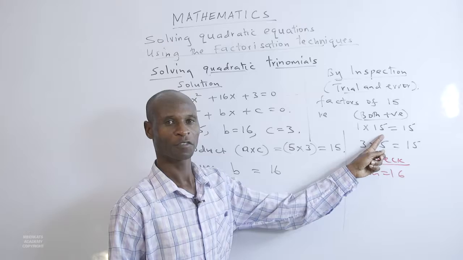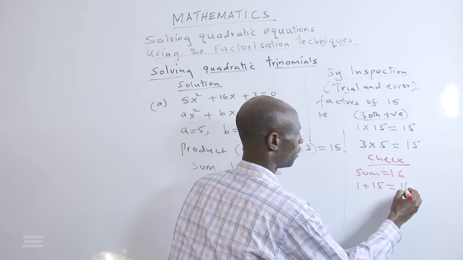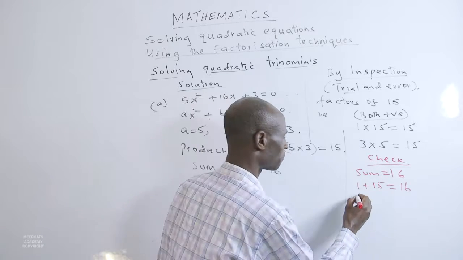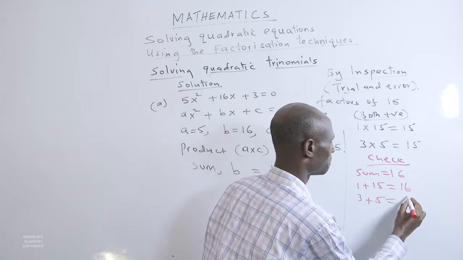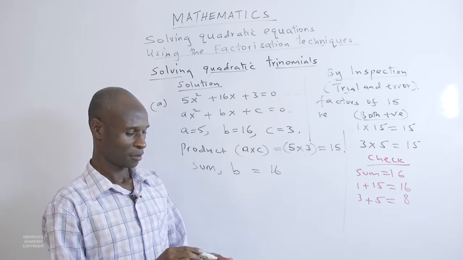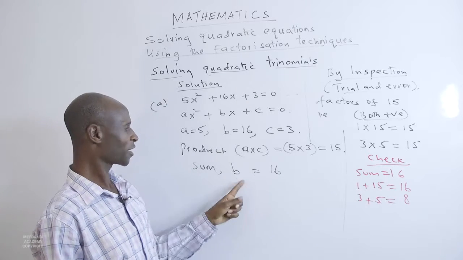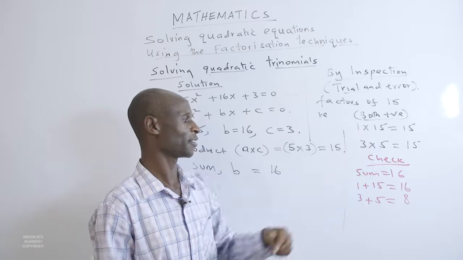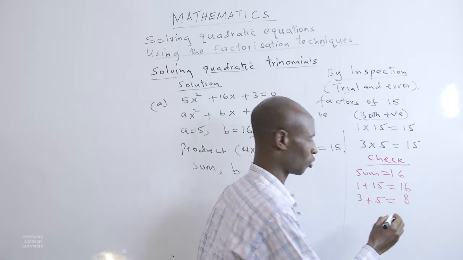When we take 1 plus 15, the result is 16. When you take 3 plus 5, the result is 8. So from checking the sum, we discover that only the first factor satisfies, but the second one does not.